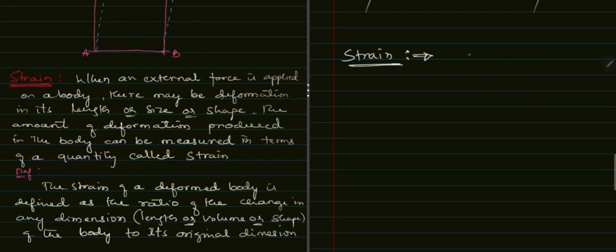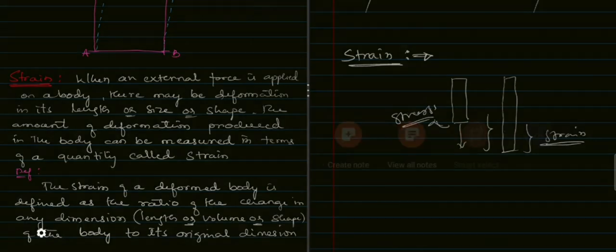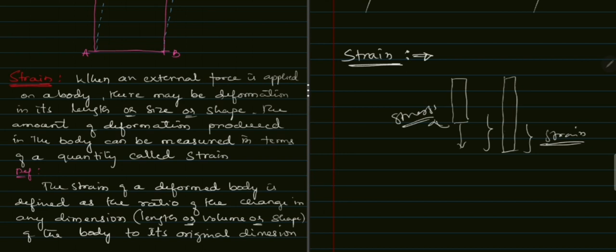For example, take a rod and apply a force in this direction. The applied force is called stress, and then the body increases its length, which gives the strain. So here stress and strain are directly proportional. How much force you apply, that much only it changes its configuration.